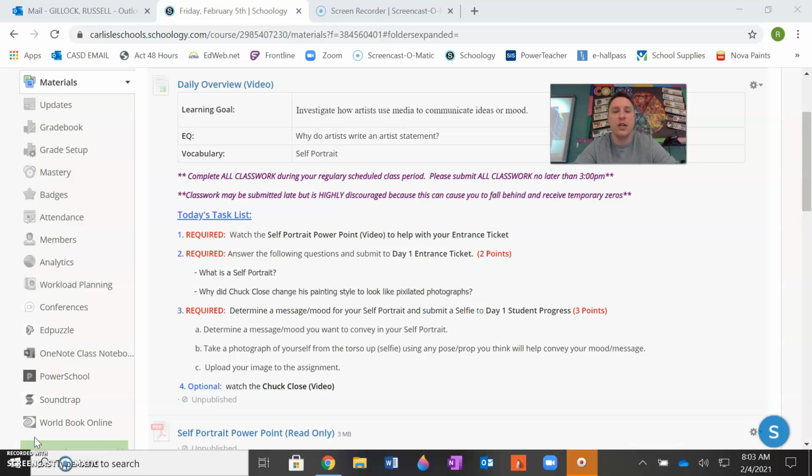What is a self-portrait? And why did Chuck Close change his painting style to look like pixelated photographs? Chuck Close is a famous artist who will be discussed in that video, but please make sure you watch the video, because if you don't watch the video, you will not know the answers to the entrance tickets. Please do not Google them. Watch the short video. The answers are right there.